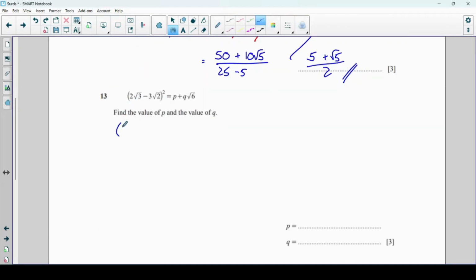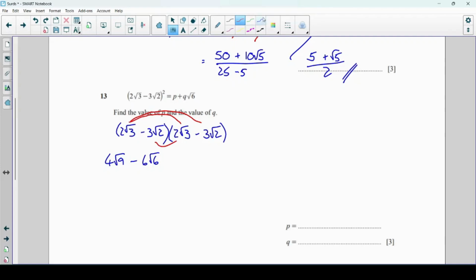This is another straightforward expansion question. The only thing that you've got to watch out for is to make sure that you write it maybe like this first, so that you don't accidentally just square each of the terms. We've got to do first, outsides, insides, lasts. Okay, so first we're going to do 2 root 3 times 2 root 3. That's 4 root 9. Then we'll do our outsides. So positive times a negative is a negative. 2 times 3 is 6. Root 3 times root 2 is root 6.